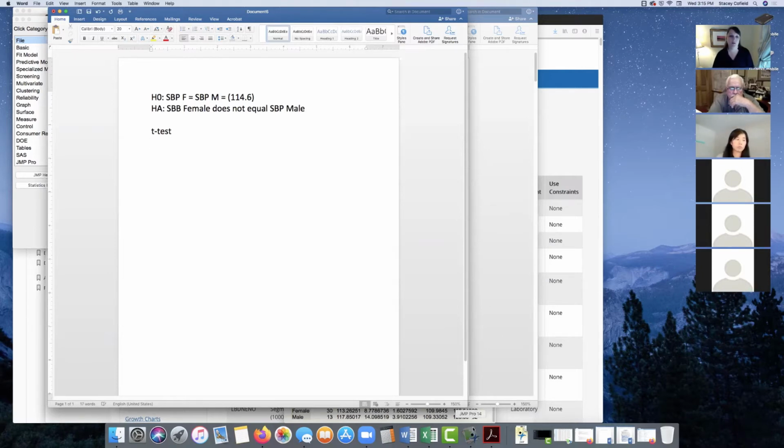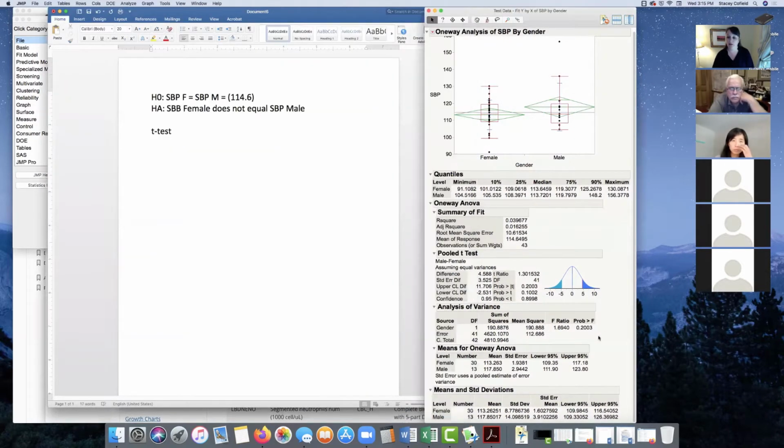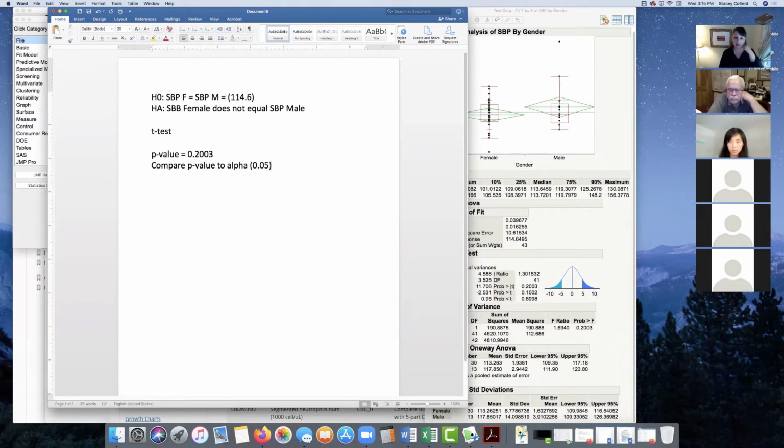And if I go back to jump here, I am going to pull out my p-value for my t-test here, which is 0.2003. And then I'm going to compare that p-value to my alpha, which is historically what? 0.05. Yep, 0.05. Right, and so how does this p-value compare? Much higher. Yeah, so my p is greater than my alpha.